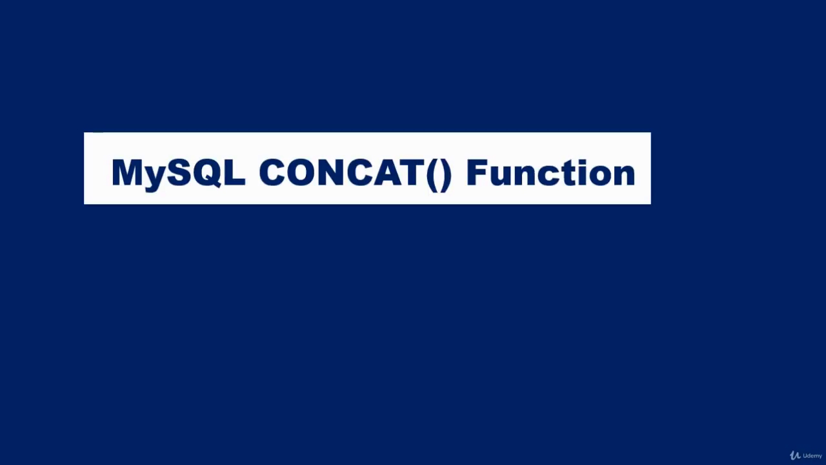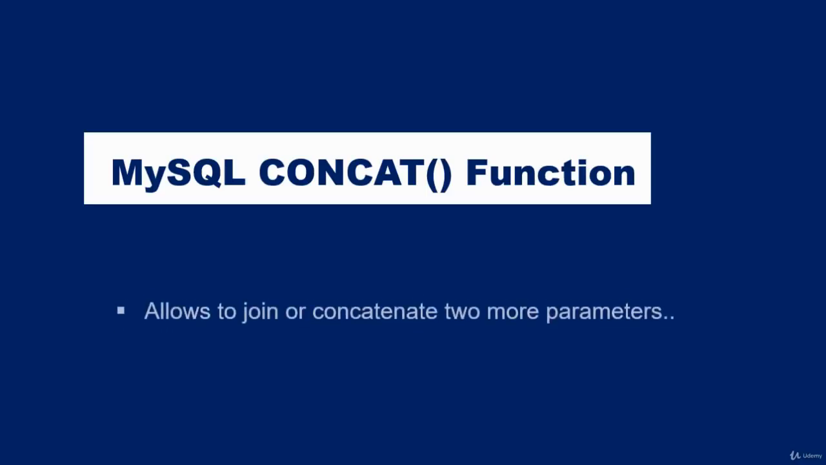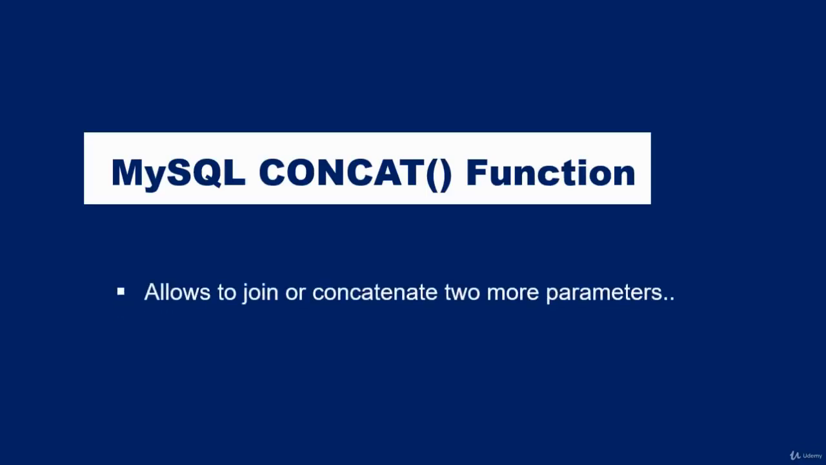The concat function allows you to concatenate or join two or more parameters. By concat, it basically means you are joining two or more parameters. The concat function returns a string that results from concatenating the parameters. The parameters themselves don't necessarily need to be strings. For example, if the parameter is numeric, it will be converted into a string as part of the concatenation.